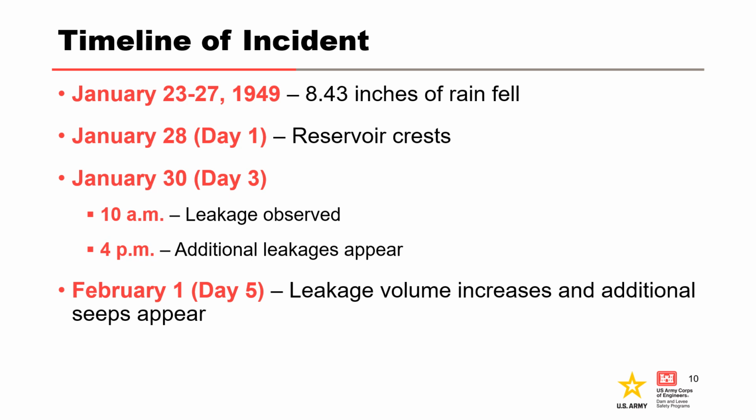2 days later, leakage was observed in the morning at station 9+09 on the downstream slope, approximately 5 to 10 feet above the toe of the slope. A number of leaks developed later in the afternoon from station 4 to station 10 with an estimated flow of 5 CFS. 3 days later, the leakage volume increased and additional seepage appeared between station 10 and station 14+40.